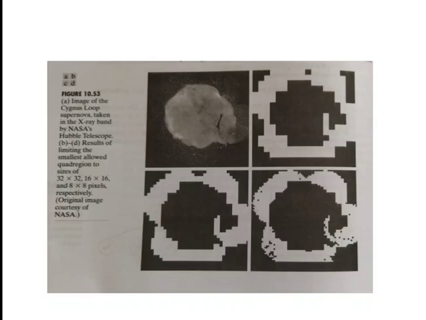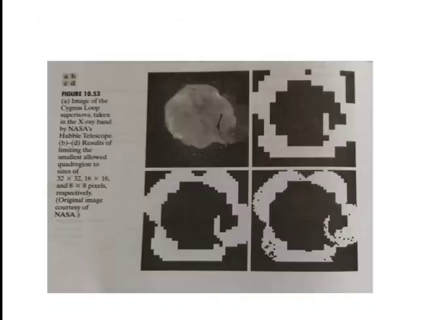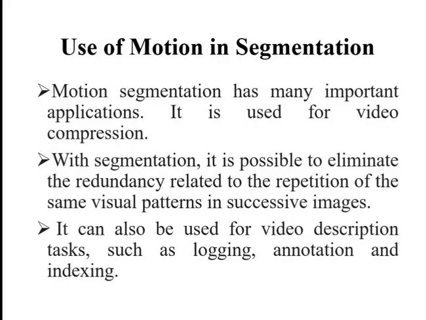Thus, we should be able to segment the region of interest using the following predicate: Q is equal to true if sigma is greater than a and m lies between 0 and b, and false otherwise, where m and sigma are the mean and standard deviation of the pixels in a quadrant region, and a and b are constants. Next one is use of motion in segmentation.